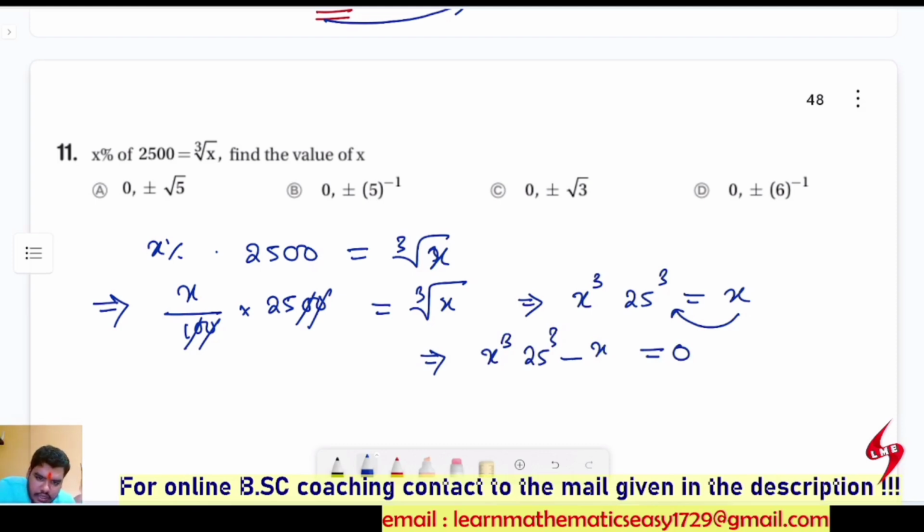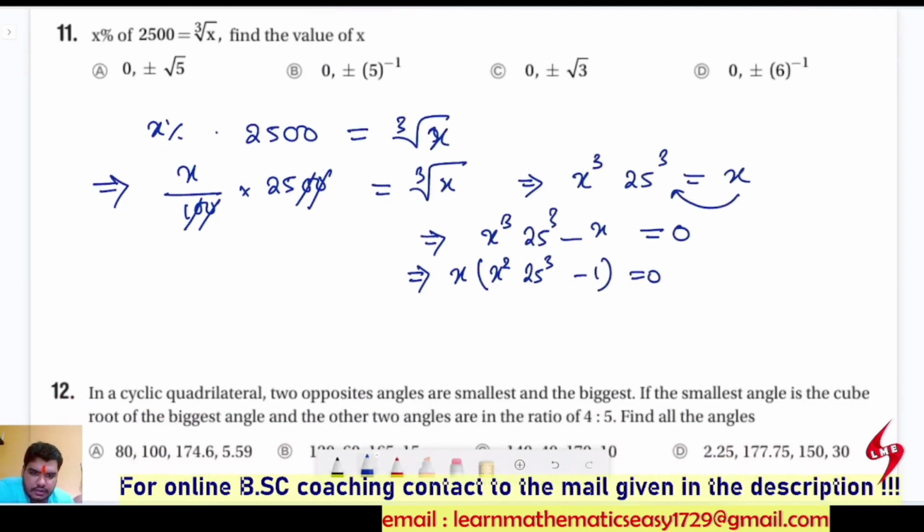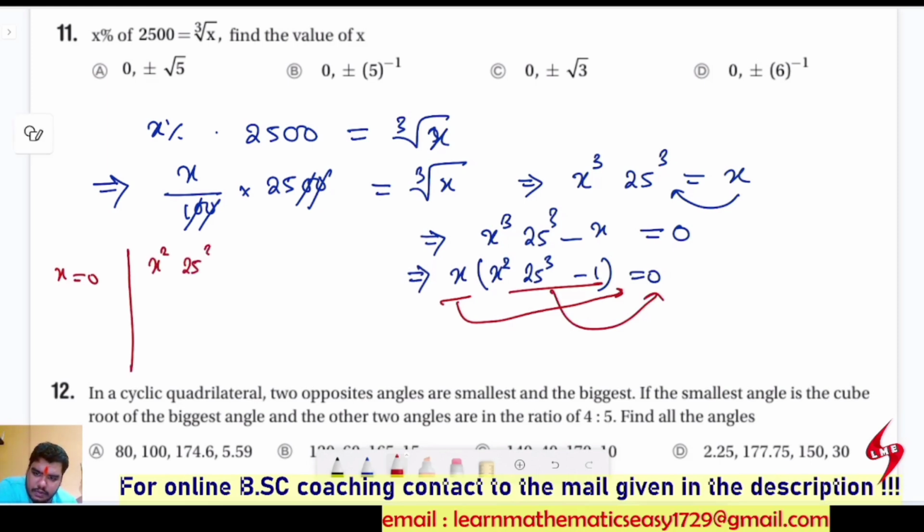Now I am taking x as common, so x into x squared 25 cube minus 1 equals 0. So that implies this portion is 0 or this portion is 0. So that means x is 0, another is x squared 25 cube minus 1 is 0 here. This implies x squared equals 1 by 25 cube.